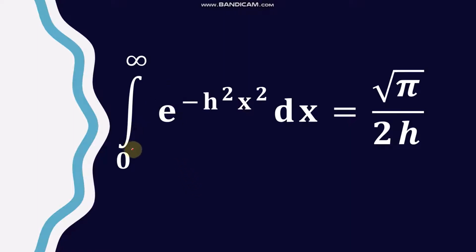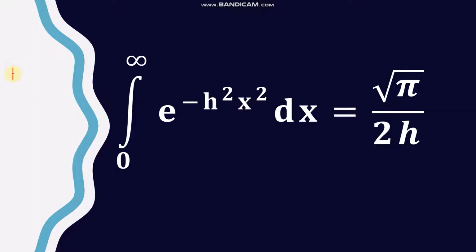So in this video, I will give you proof of this integral. The value of the integral from 0 to infinity of e to the power minus h square x square dx is equal to under root pi upon 2h. This is a very useful integral, especially it's used in solving many questions based upon gamma function.